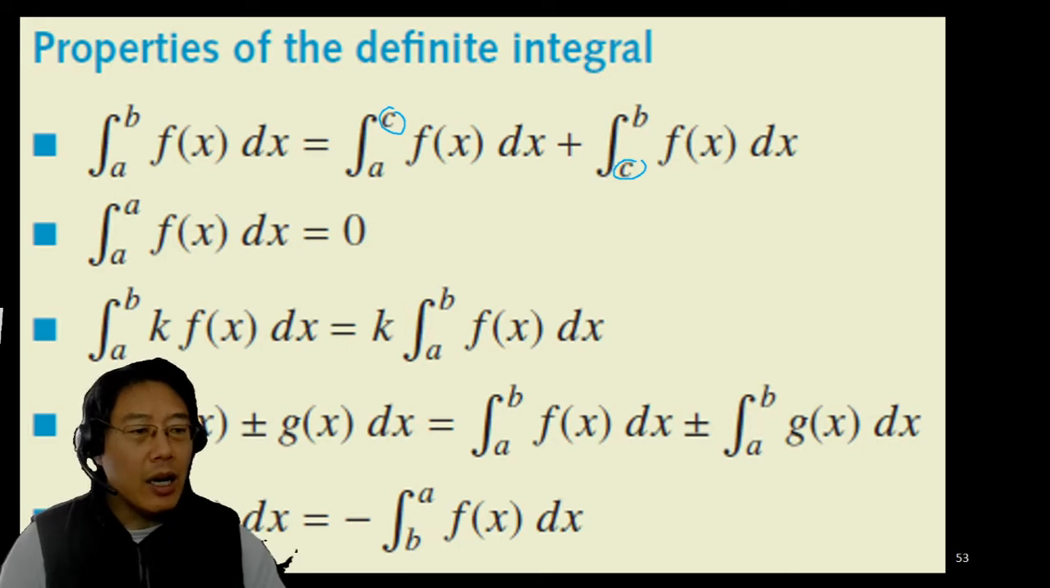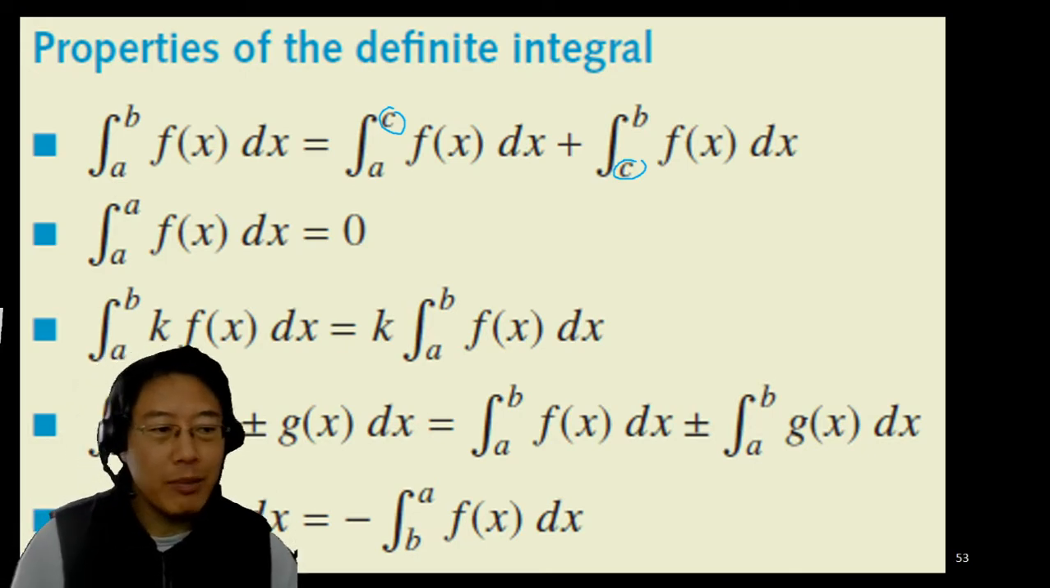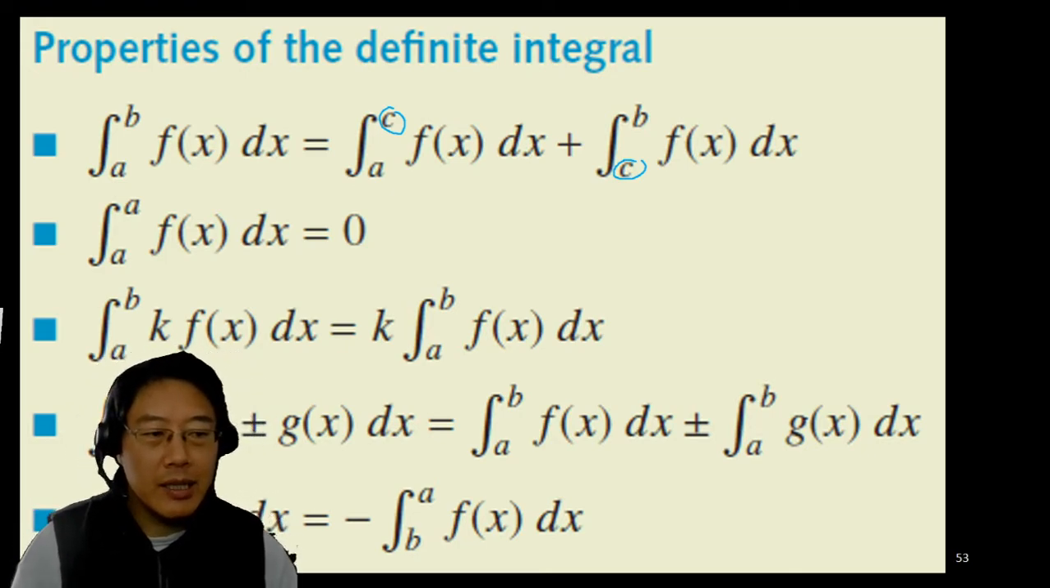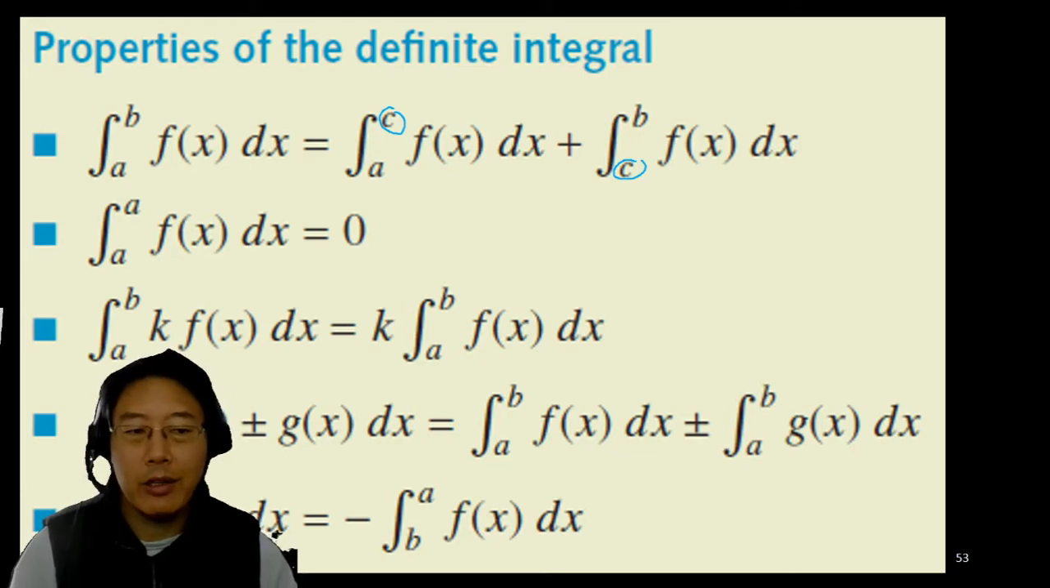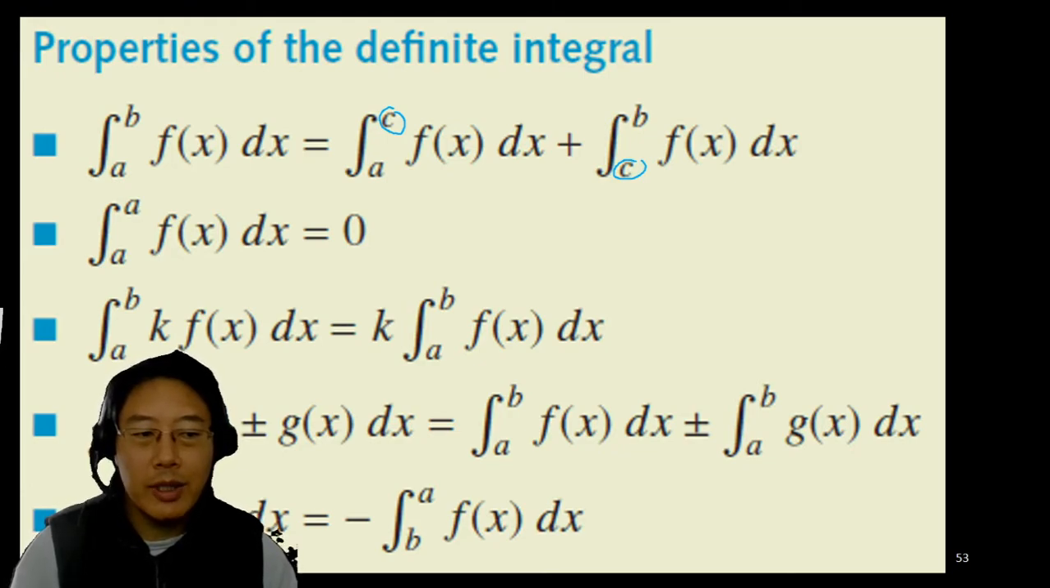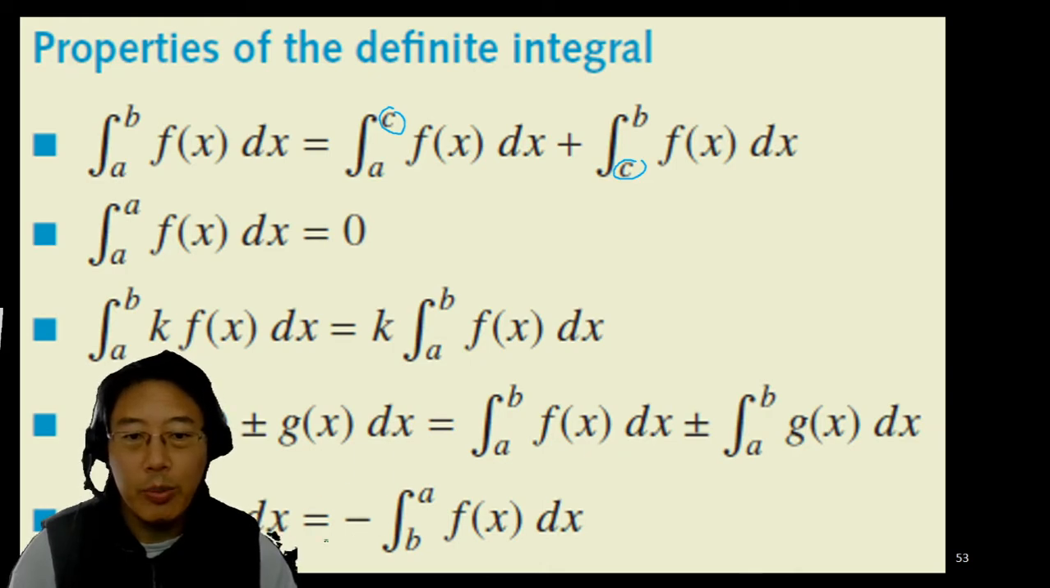Okay, last one, also as important as the others, is you can change the sign of the integral by simply swapping around the boundaries. So here the boundaries start from a up to b. If you swap a and b, so from b to a, it's actually equal to the opposite.